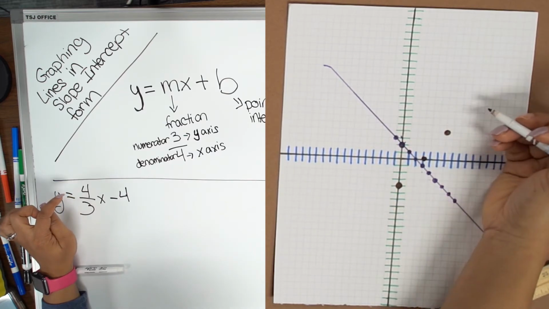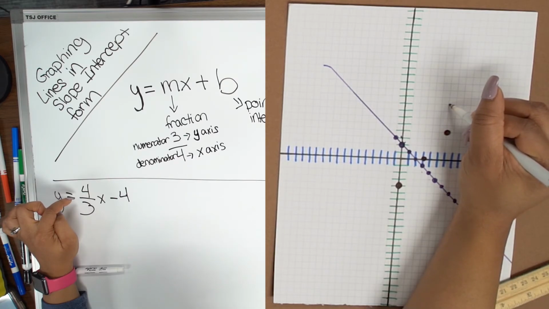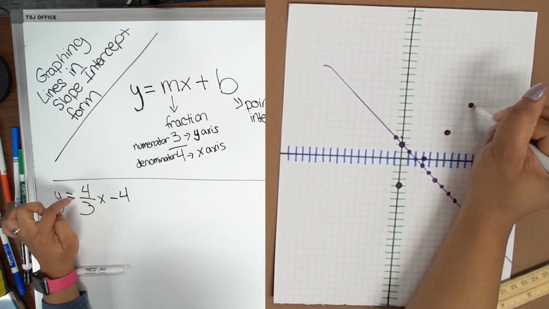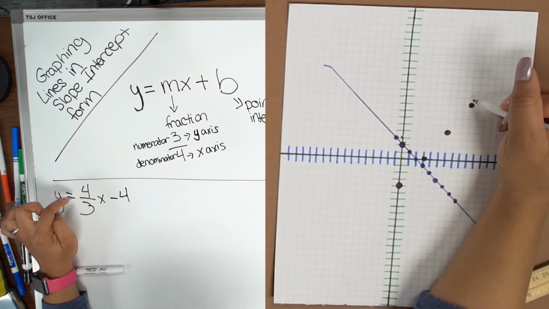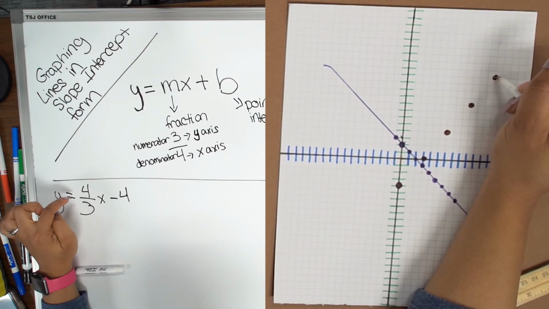So let's do it again. 1, 2, 3, 4. Up 4, over 3. 1, 2, 3. And I'm going to do another one just for good measure. 1, 2, 3, 4. 1, 2, 3.